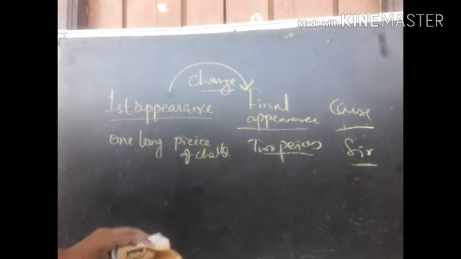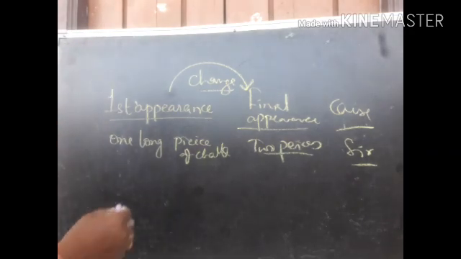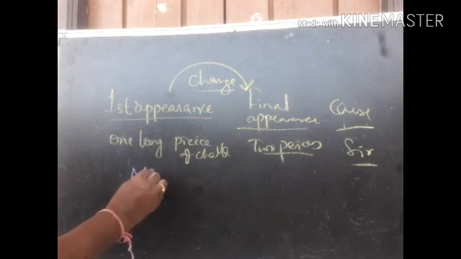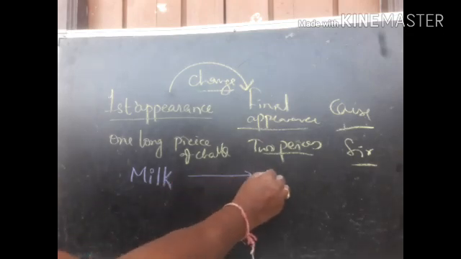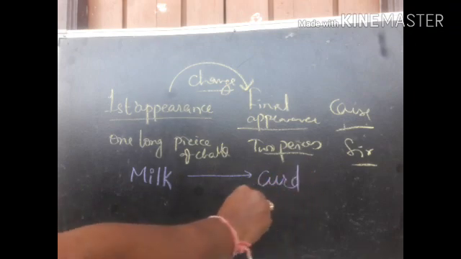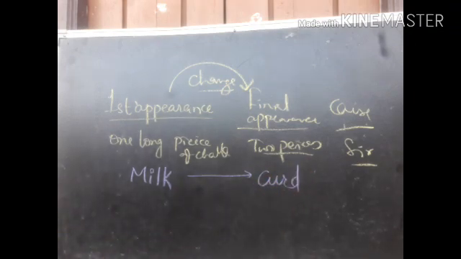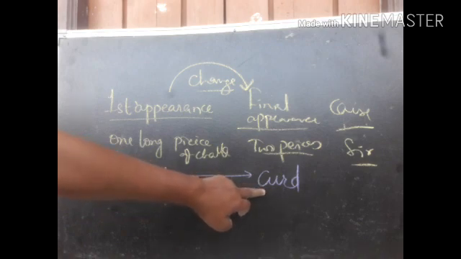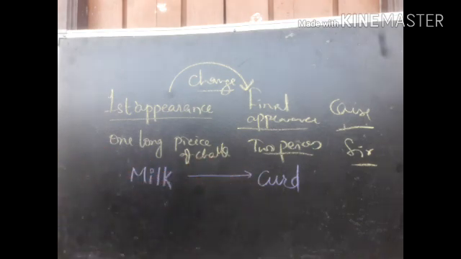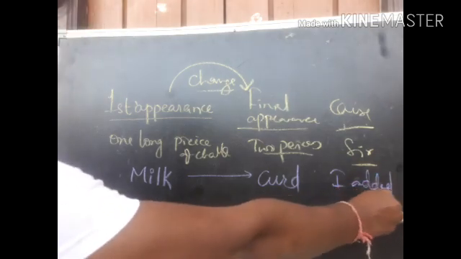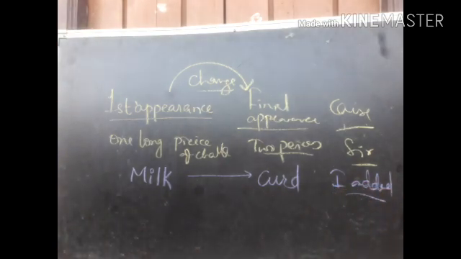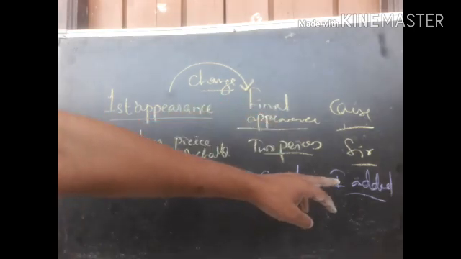For example, let us see another example here. First it is milk. And imagine I added some curd to the milk. Then what happens? The milk converts into curd. Now it is milk, it becomes curd. Why does it become curd? Because I added a little curd to it. Okay? The cause is adding curd.